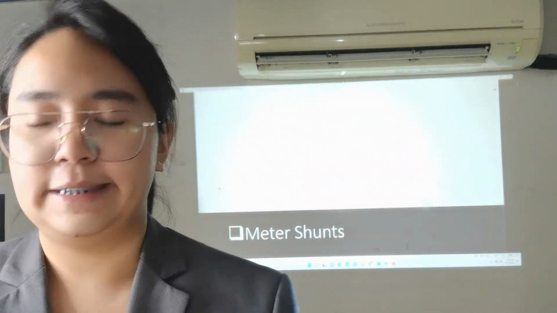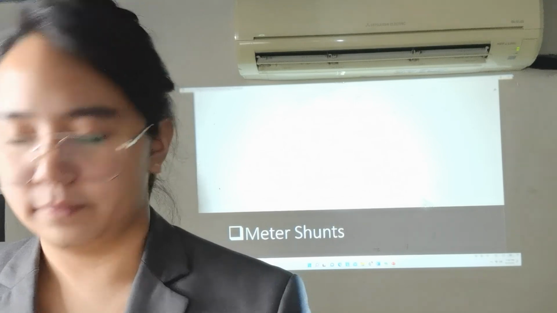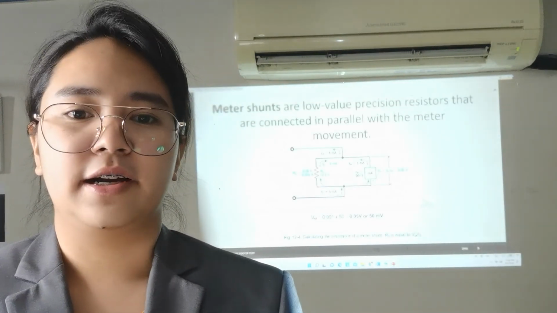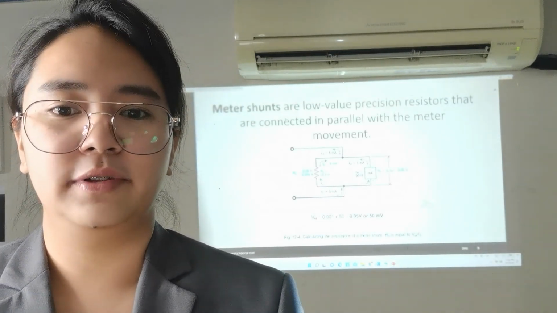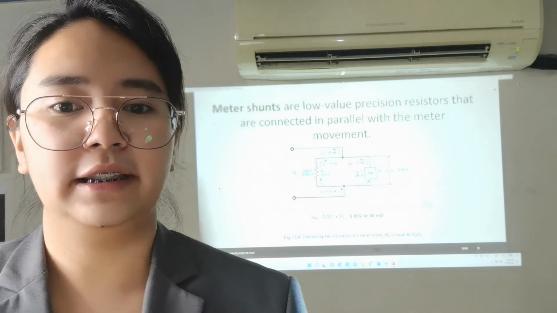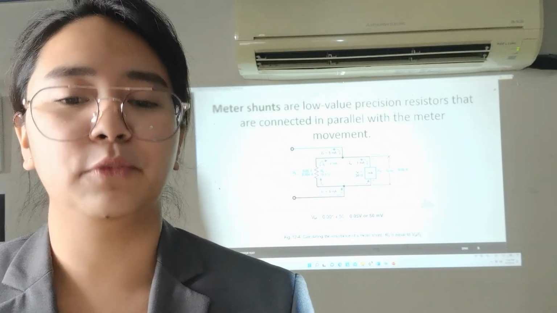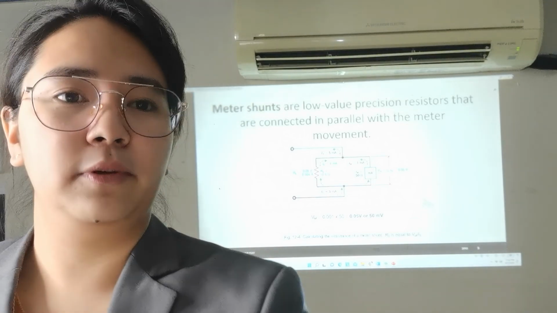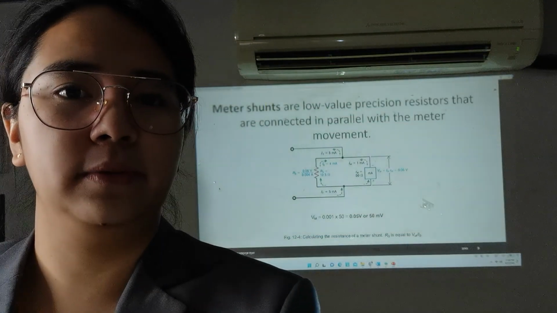The next one is meter shunts. Meter shunts are low value precision resistors that are connected in parallel with the meter movement. The example is below.